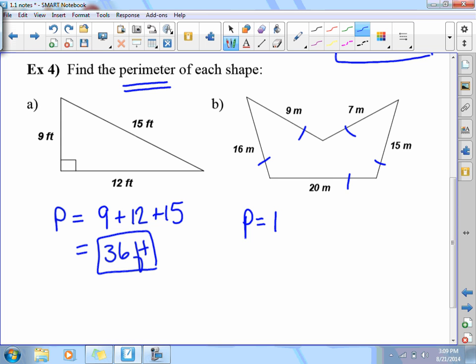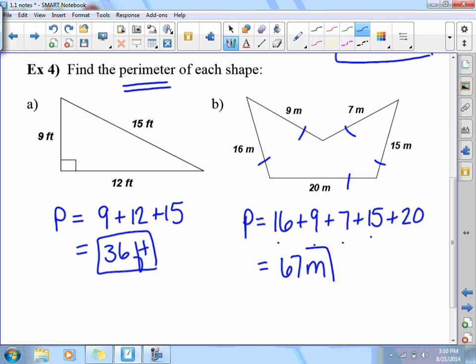But we'll have 16 plus 9 plus 7 plus 15 plus 20. So again, you can use some mental math here. You could say I have 20 plus 15, that's 35. And then you could add another 16 and then 9 and 7. So you can go out of order if you'd like to and do mental math to get your total, or add them up on your calculator. Either way, you're going to get 67. And again, our units is just going to be meters.